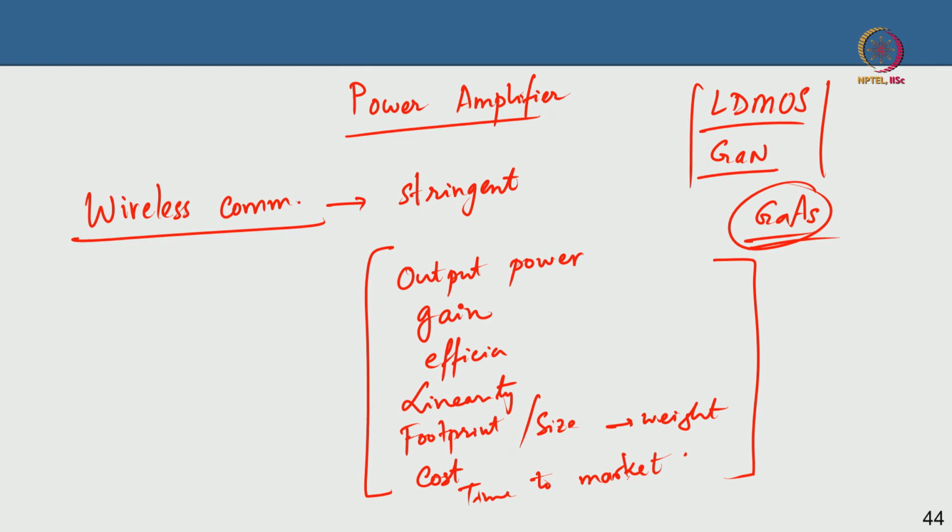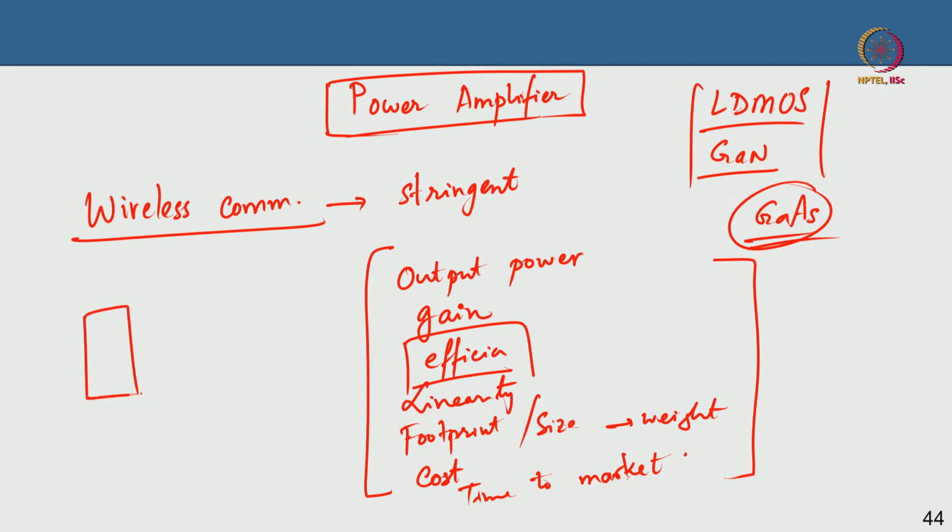It puts an enormous pressure on the power amplifier designer to design better and better power amplifiers, because it is the most power hungry block. It guzzles up the most amount of power in your RF chip, so its efficiency is the most critical parameter, but you cannot sacrifice many other things. You have to sacrifice some of them, but that is how life is.